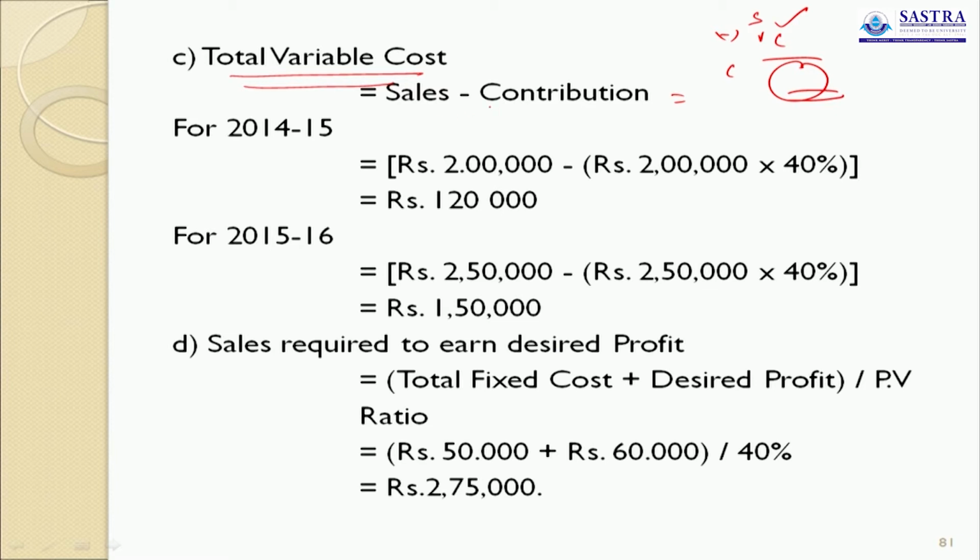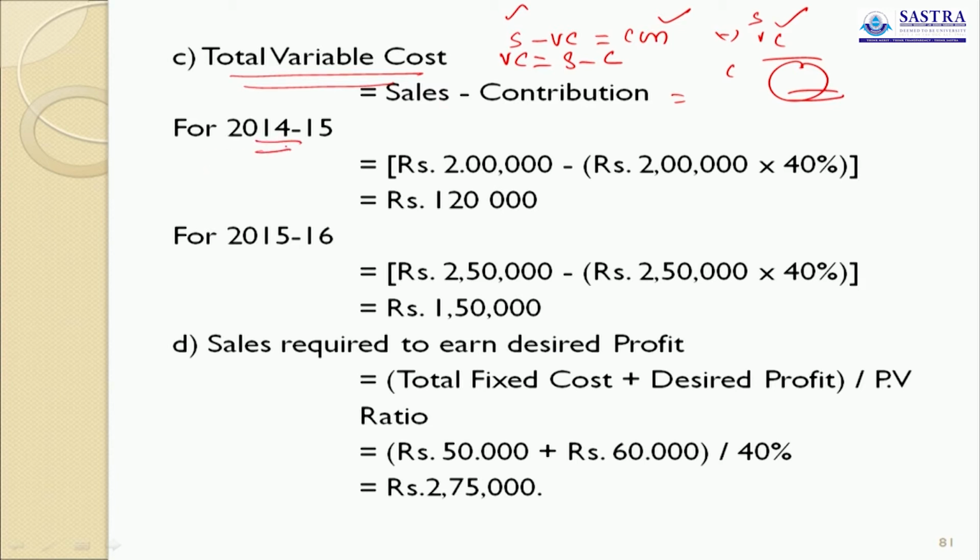Usually sales minus variable cost equals contribution. So now contribution is available, sales is available. So variable cost equals sales minus contribution, that is why I have mentioned sales minus contribution here. This type of formulas we have to generate in due course, when we solve the problem.